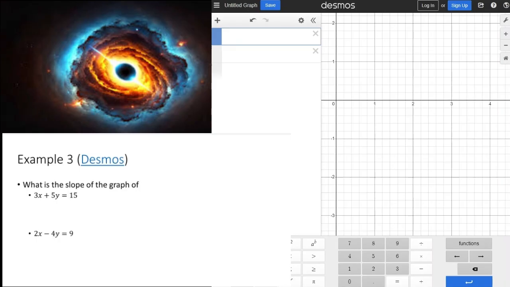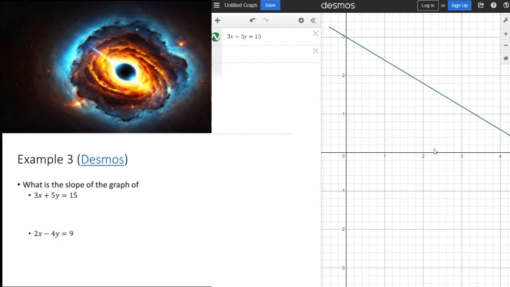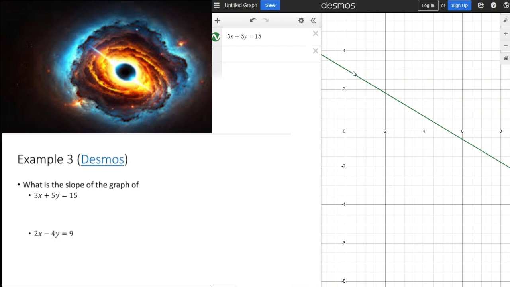Next, we're going to use Desmos to determine the slope of each linear equation. Let's start off with 3x plus 5y equals 15. First, we're going to enter our equation into Desmos, so that way we can see the graph. Now that I see the graph, you want to identify 2 points on the graph. I'm going to use the intercepts here, because Desmos highlights the intercepts nicely for us, but any 2 points can do as long as you can identify what their coordinates are.